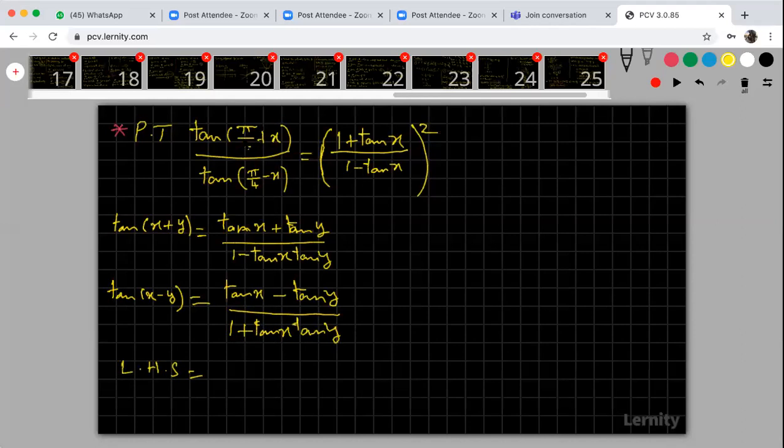Why, sir? Because here look at that: tan of pi by 4 plus x, tan of pi by 4 minus x. Okay, but for this, pi by 4 is coming, which means it is not possible to apply the quadrant rule, like cos of pi by 2 minus x.